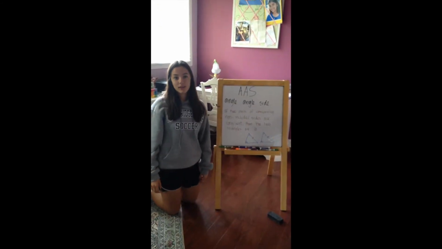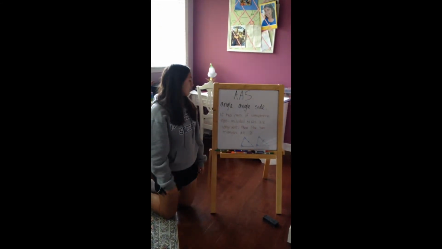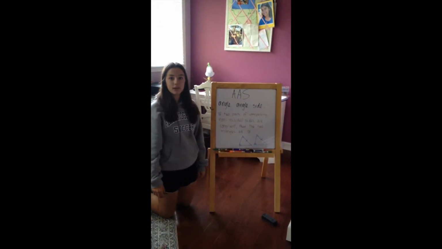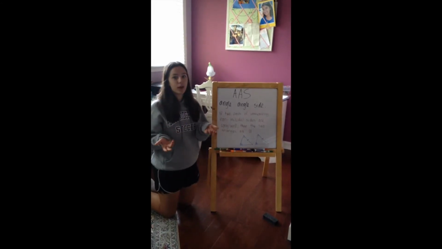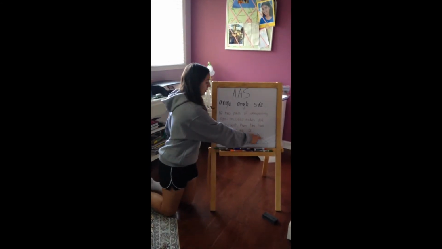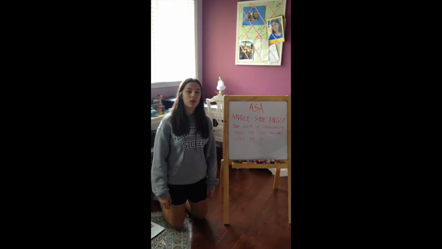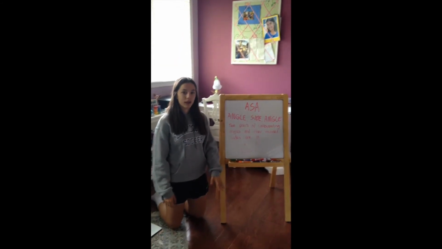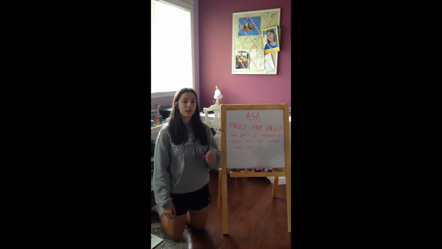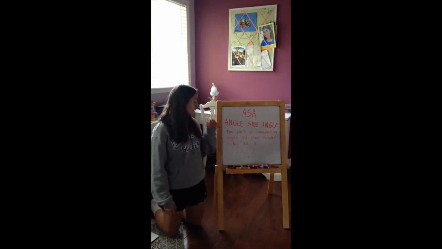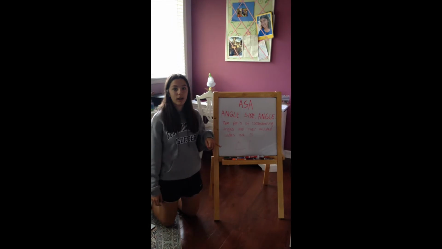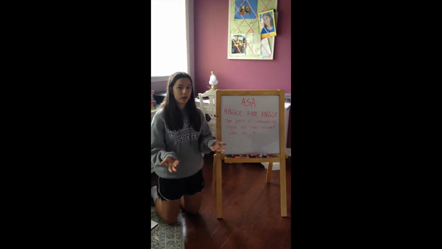So AAS is angle, angle, side. If 2 pairs of corresponding non-included sides are congruent, then the 2 triangles are congruent. So these are the non-included sides, and if those are congruent, then both triangles are congruent. So ASA is angle, side, angle, and it's pretty simple because if the 2 pairs of corresponding angles and their included side are congruent, then both triangles are congruent.